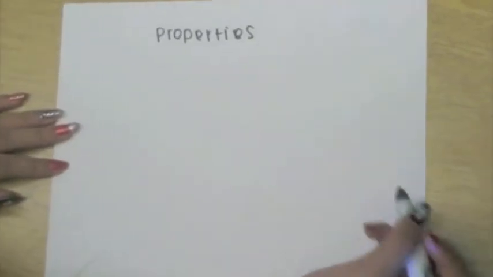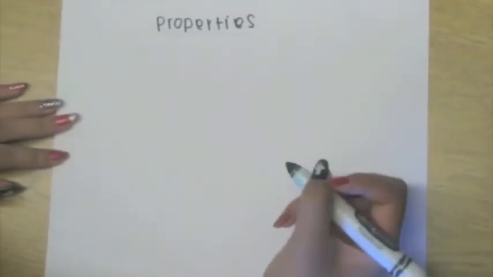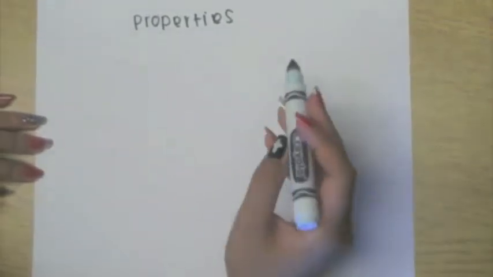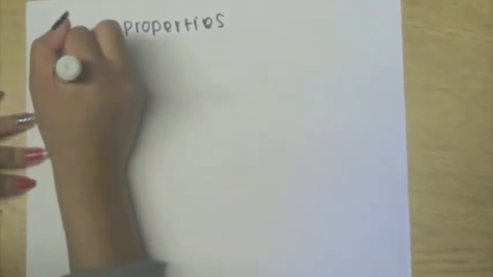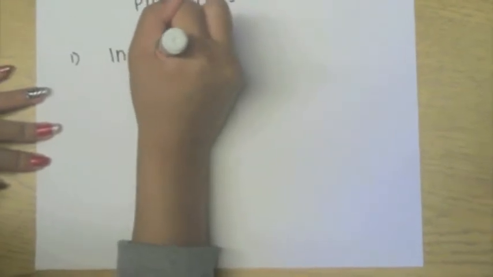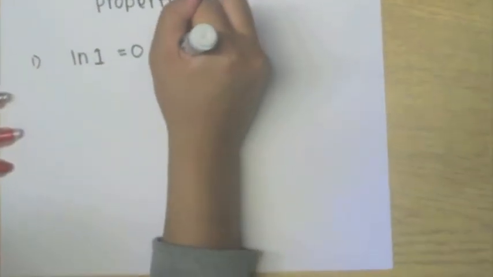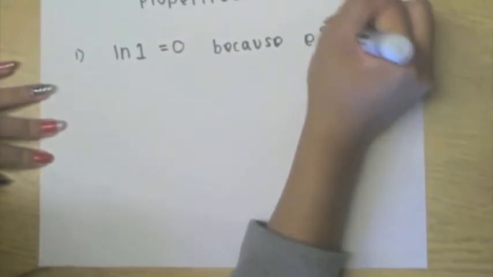Now you will be using the properties of natural logarithms. It is the same as the other logarithm properties, but it will be used as a special case for the specific base of e. So the first property is ln of 1 equals 0 because e to the power of 0 is equal to 1.